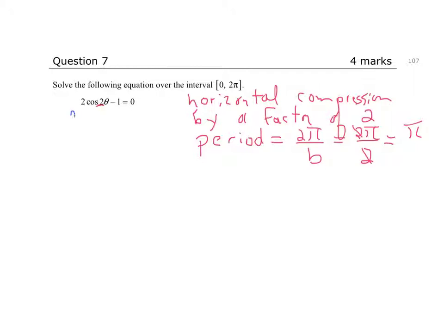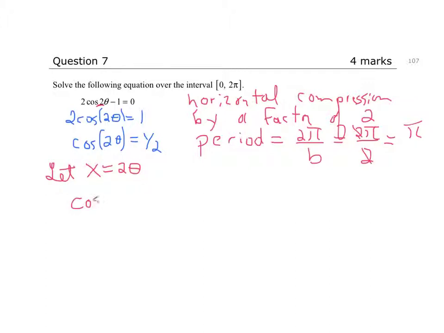So I'll bring over the 1. So 2 cos of 2 theta equals 1. Cos of (2 theta), I prefer brackets, equals 1/2. What makes this different than a normal standard question, which we would have seen in grade 11, is the 2 theta on the inside. So I'm going to make a substitution here. I'm going to say let x equal 2 theta. So the question now becomes cosine of x equals 1/2.